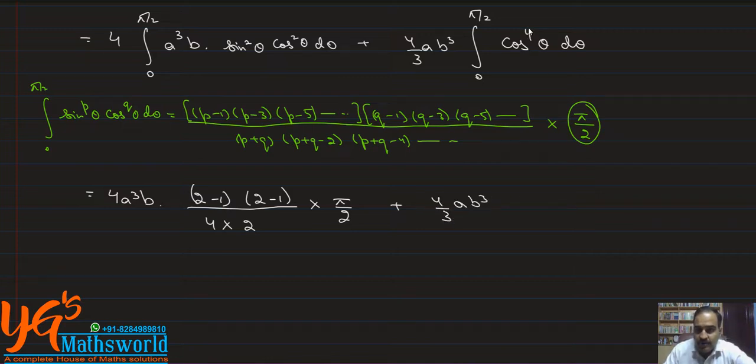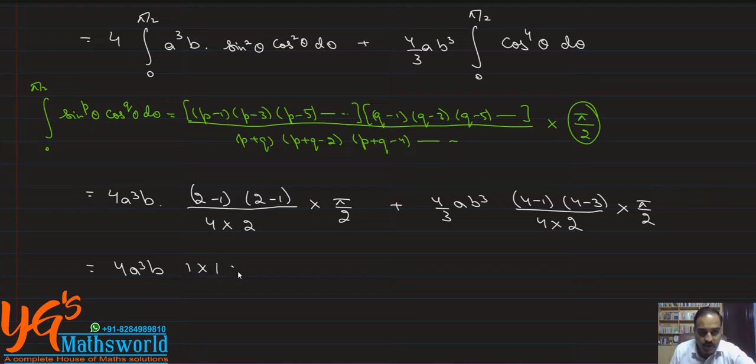Now we have cos raised to 4 theta. So that means p is 0, q is 4. So 4 minus 1, 4 minus 3 over 4, 4 minus 2, that will be 2, multiplied by pi by 2. So it reduces to 4a cube b into 1 into 1 into pi by 2 over 4 into 2 plus 4 by 3 ab cube into 3 into 1 over 4 into 2 into pi by 2.